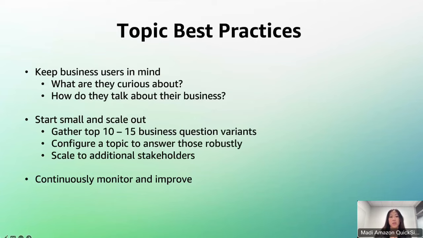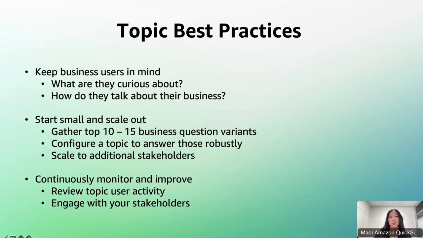So beginning with a small grouping of maybe say 10 to 15 questions and making sure that those are accurate and then being able to scale up to answer more. So starting with a robust small subset and then scaling to additional people to share with and also additional questions will help your topic and Amazon Q give you good answers. And then again, you want to just continuously monitor and improve your topic. So making sure to review your topic user activity, which you can do in the topics page, and then keeping your stakeholders in the loop while you do this.